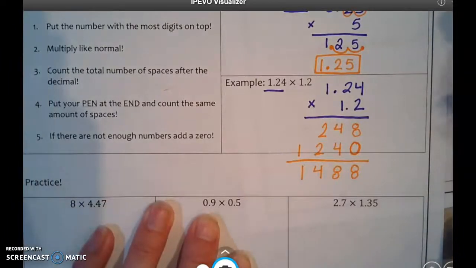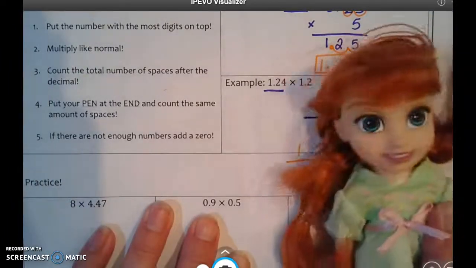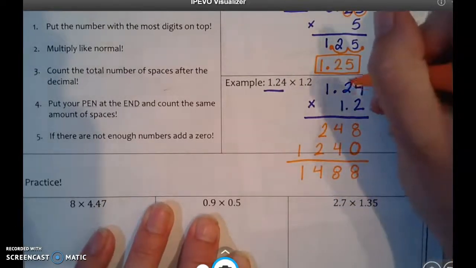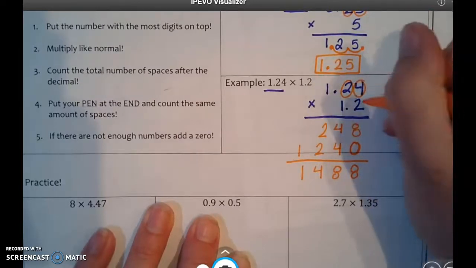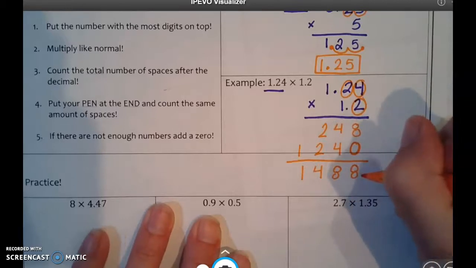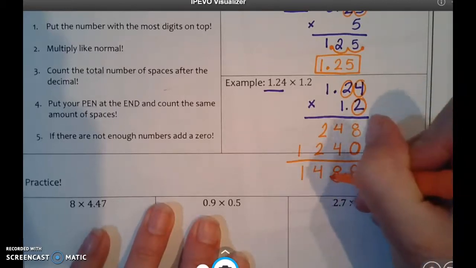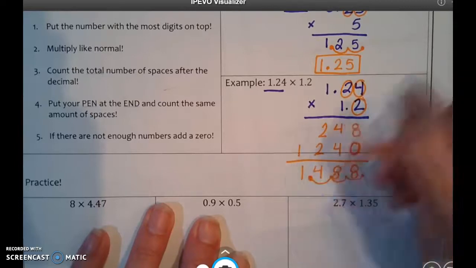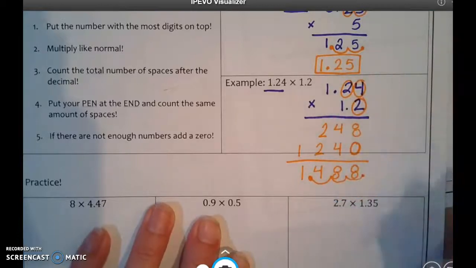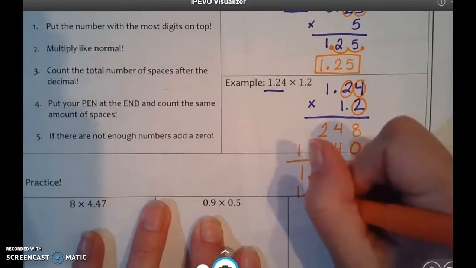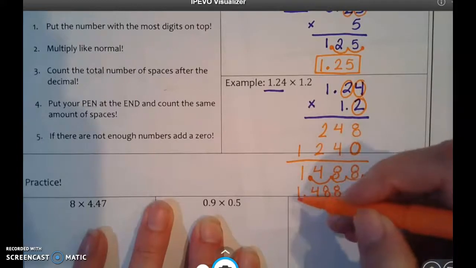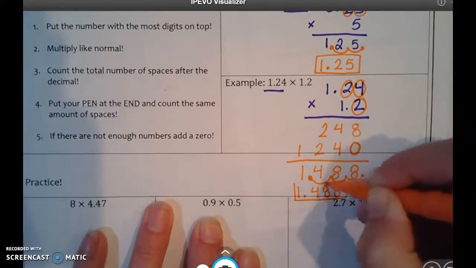Step 3, what is it, Anna? Count the total number of spaces after the decimal. Let's see how many spaces are after the decimal. Here's 1, 2, 3. So it's important I put my pen at the end and count 1, 2, 3. 3 numbers behind the decimal in the question, 3 numbers behind my decimal in the answer. So I get 1 and 488 thousandths, or 1.488.